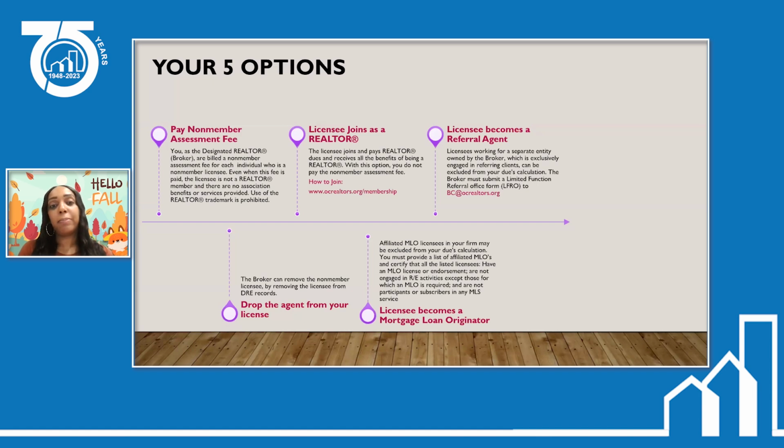That's easy. And then the last one is if you have mortgage loan originators in your office, they can be excluded. It's another form that you would have to fill out. You just fill it out and send it over to us, and then we'll process it. But they do have to have the MLO license endorsement on the DRE for this to apply to them.